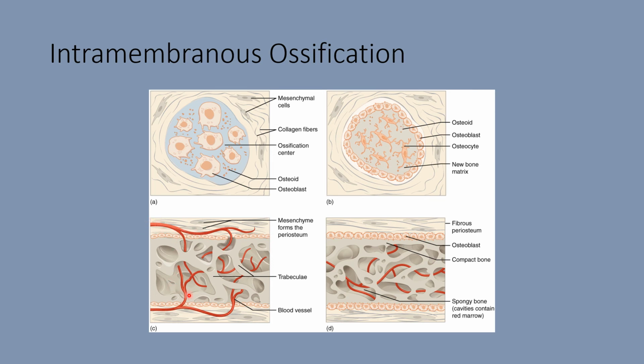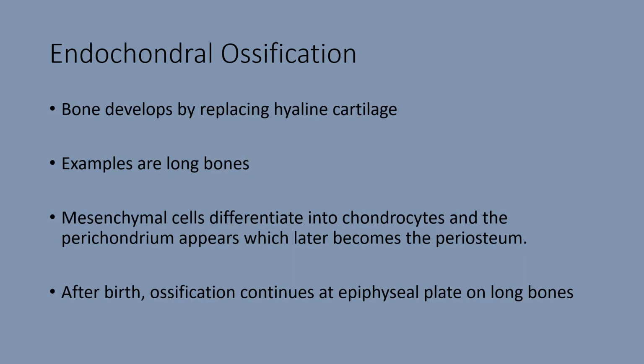You've got your blood vessels forming. Remember, this is all during fetal development. Until finally you've got your periosteum, and your osteoblasts here on the surface, which, if they're going to be making new bone, is where they need to be. This upper layer is going to be your compact bone, and down here is going to be your spongy bone. It's going to be filled with red marrow. You've got your blood supply in there. It's all tightly regulated.